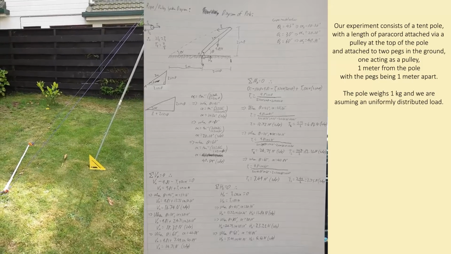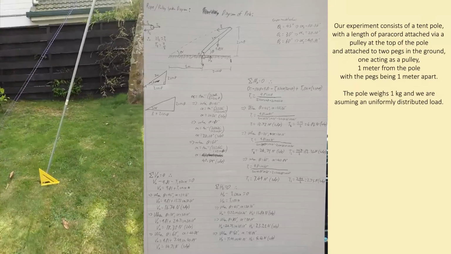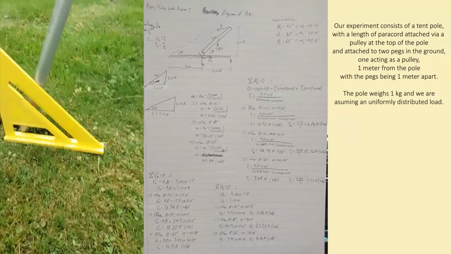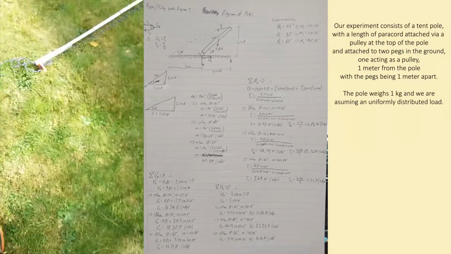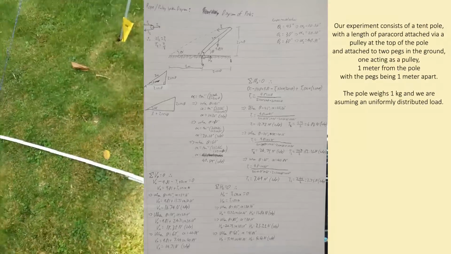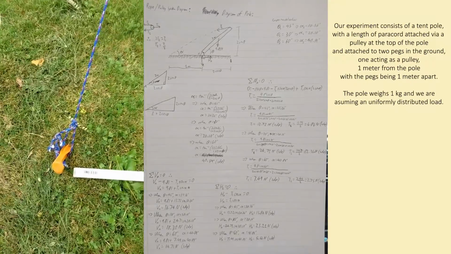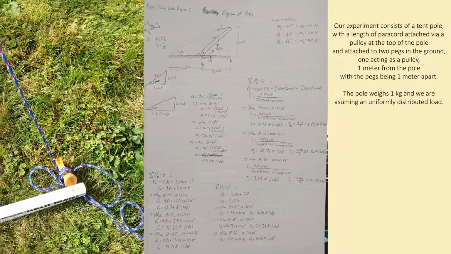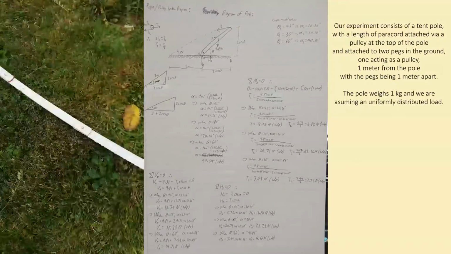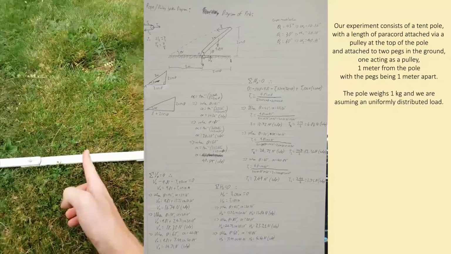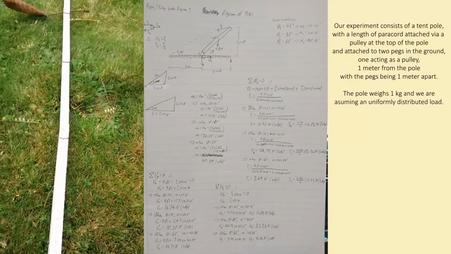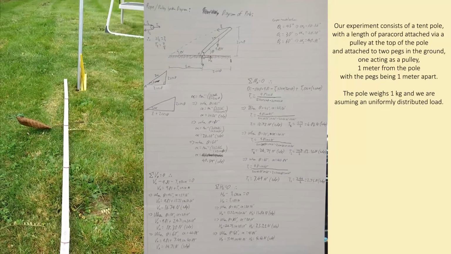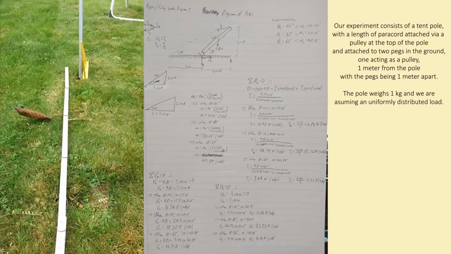Here's a demonstration to show you how we took our measurements. Taking the angle using a protractor. The ruler showing us that our pegs are 1 meter apart. And from the center, we are also 1 meter towards the middle.